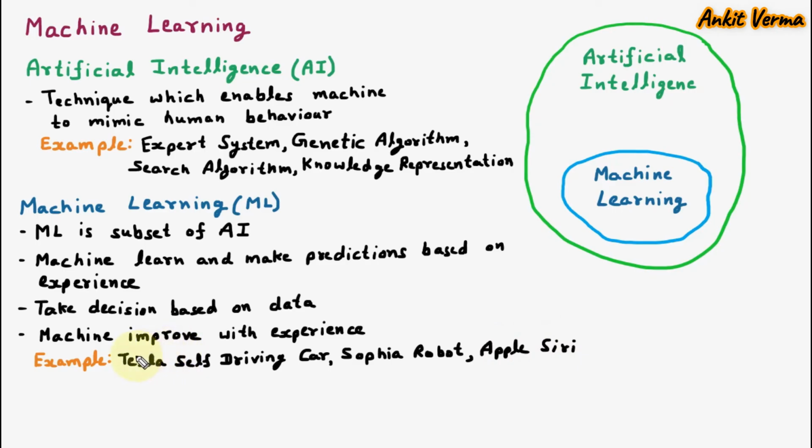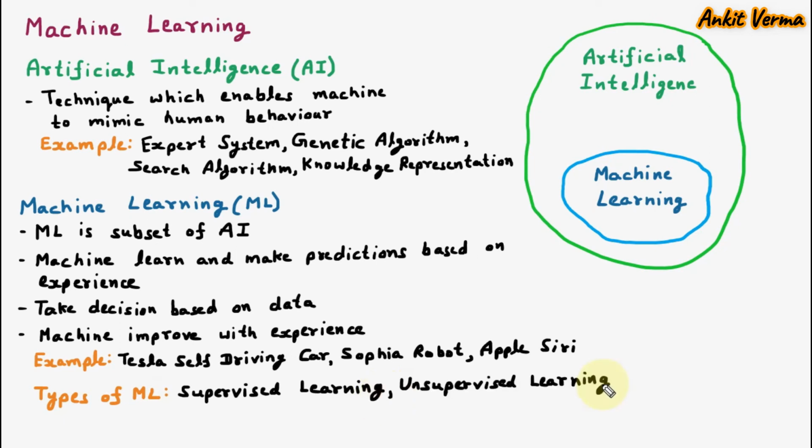Now we are learning the types of machine learning. There are 3 types of machine learning. The first type is supervised learning. The second type is unsupervised learning. And the third one is reinforcement learning.